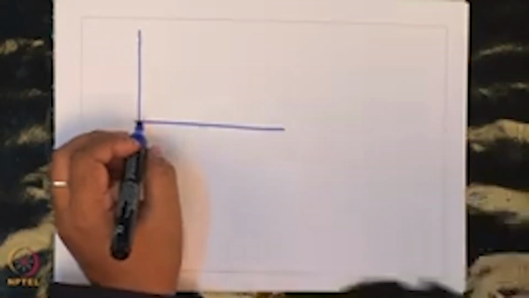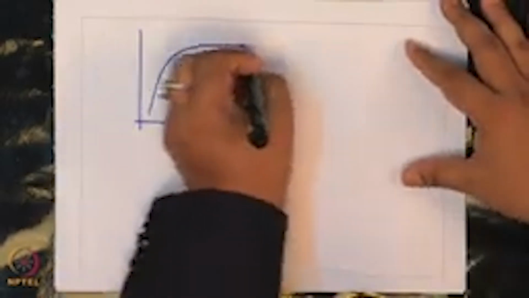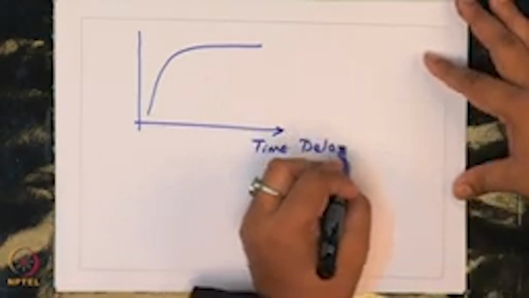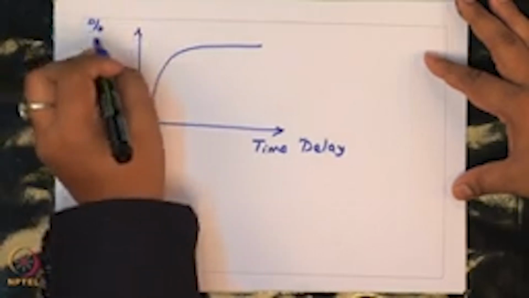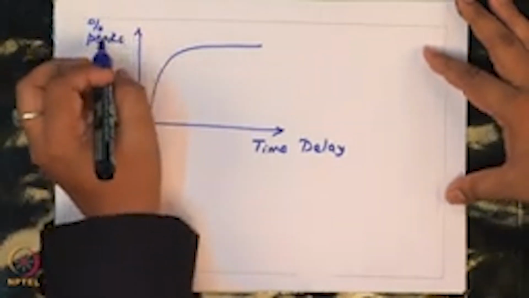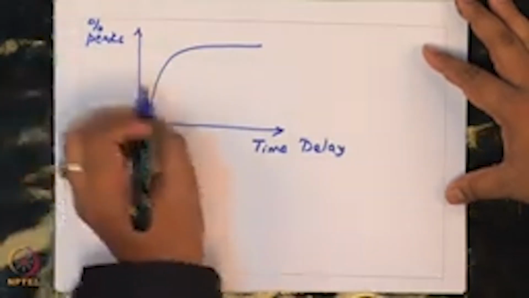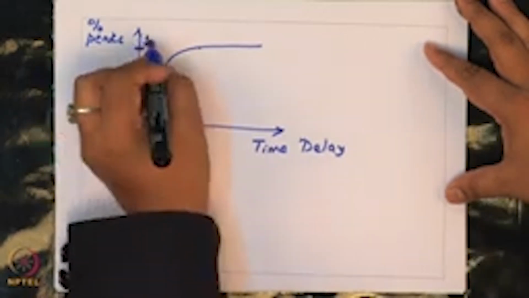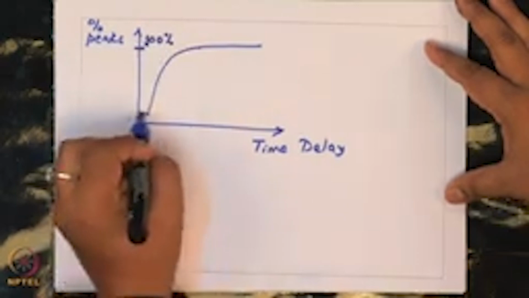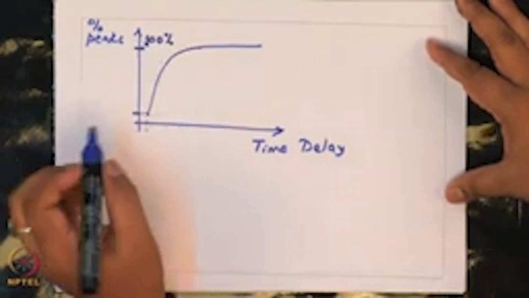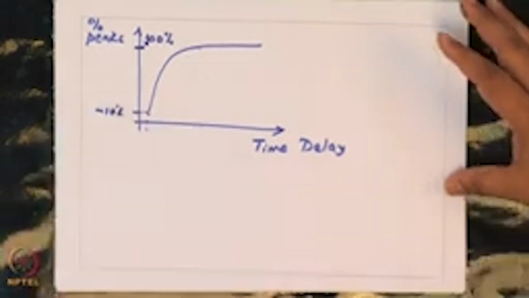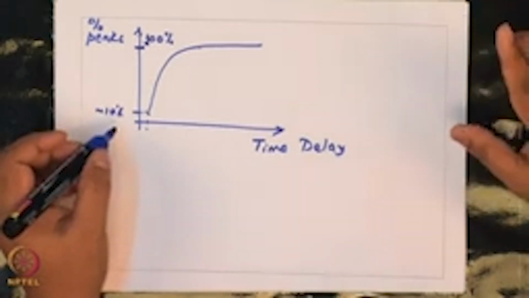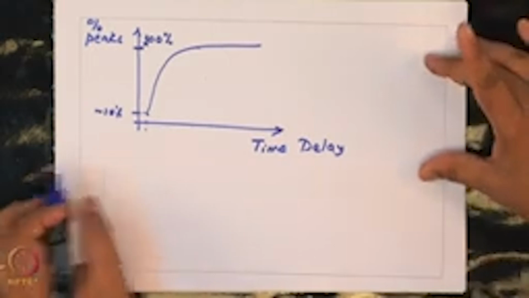So, you can plot time delay against percentage of peaks. What is percentage of peaks? It is how many peaks you get. Beyond a certain time delay, this value is going to be 100%. If your time delay is negligible, you would see a low value, let us say 10%. That would still indicate that one of the peaks has completely refolded.